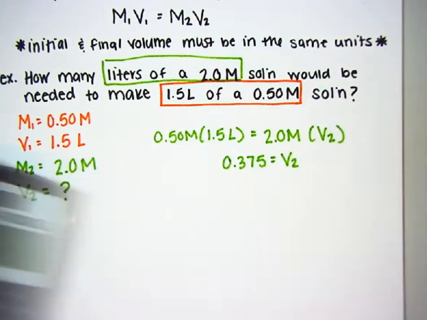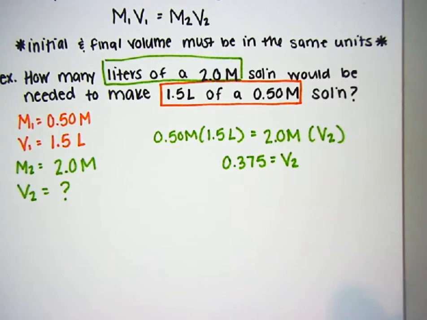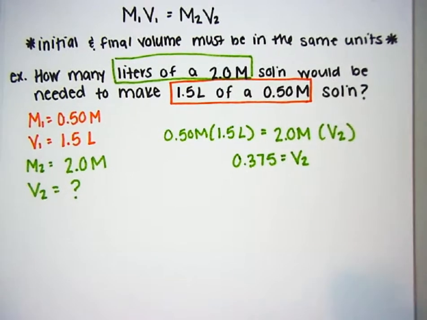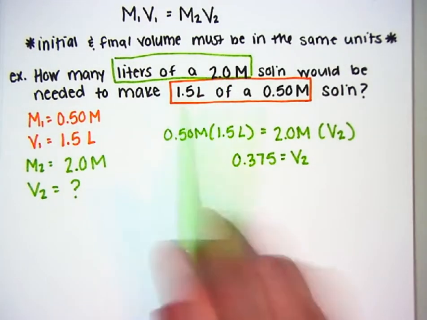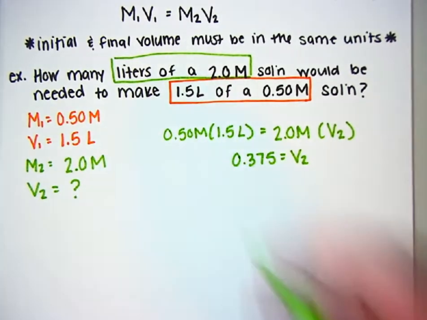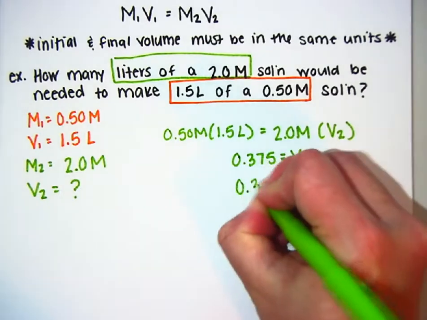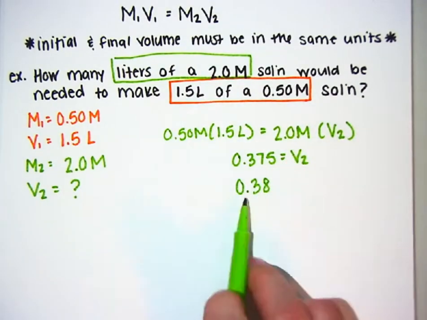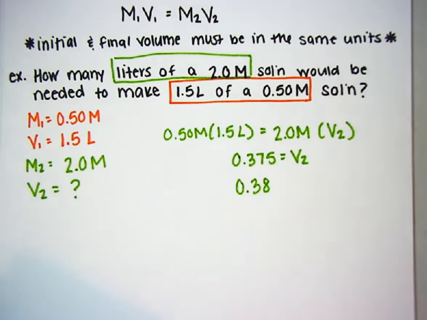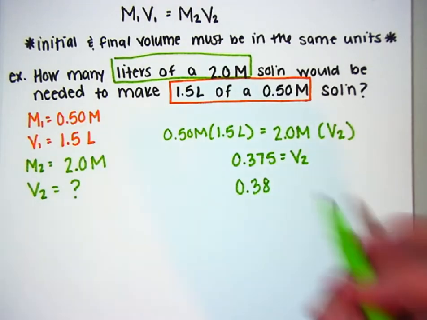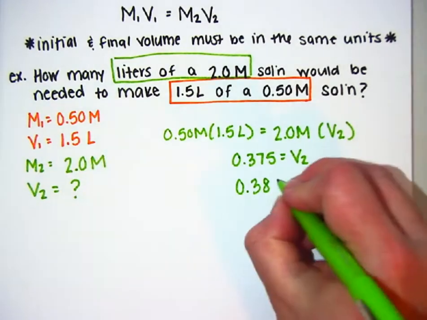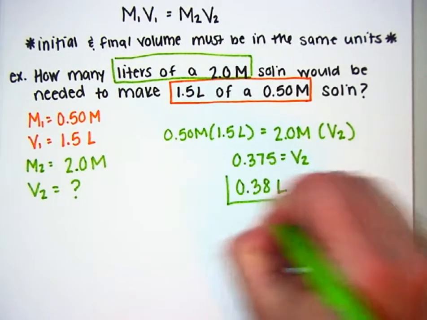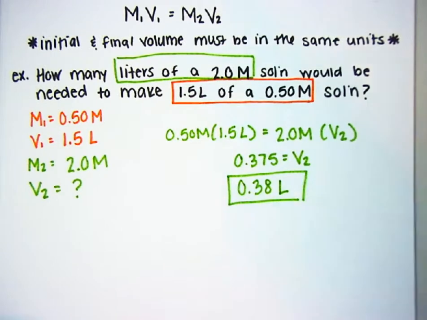And then don't forget our last two things we have to do for every calculation. First, we want to round to the appropriate number of significant figures. Every measurement has 2 significant figures, so my answer can have 2 significant figures. Leading zeros are not significant, so I would round up to 0.38. And lastly, we need a unit. We were solving for liters. 0.38 liters would be my final answer.